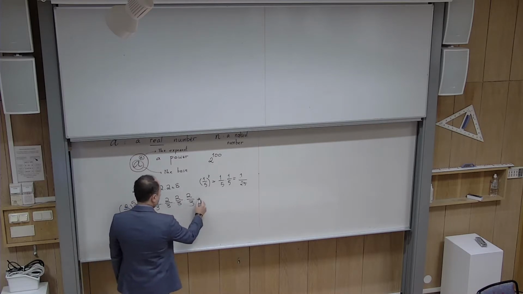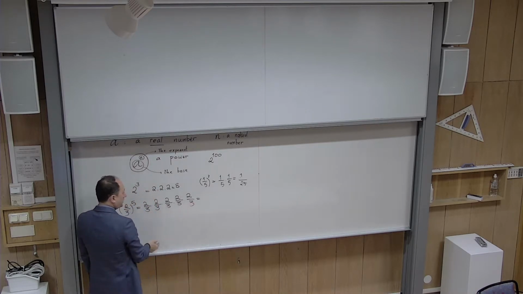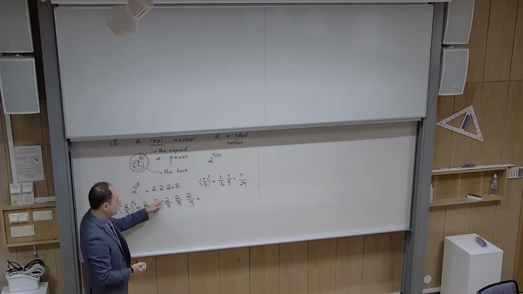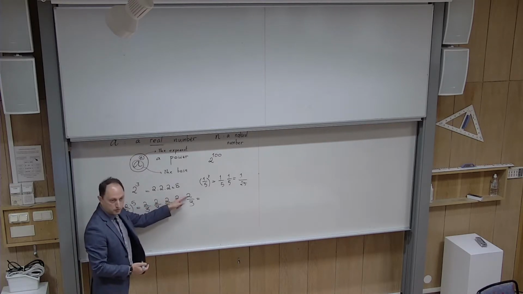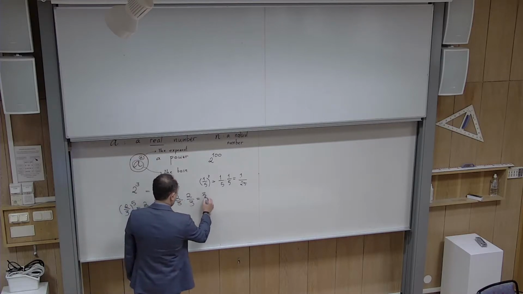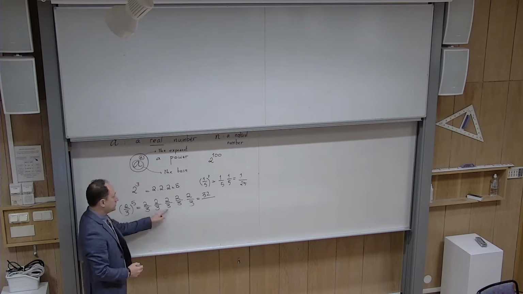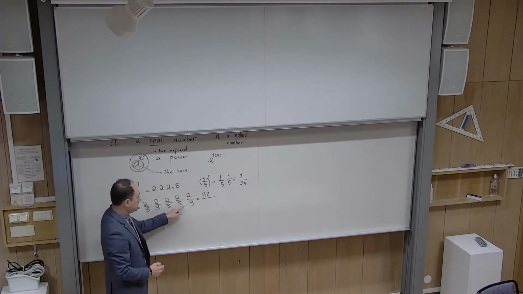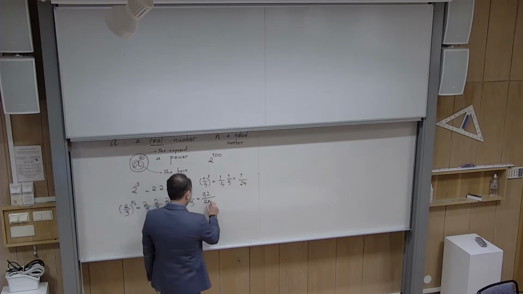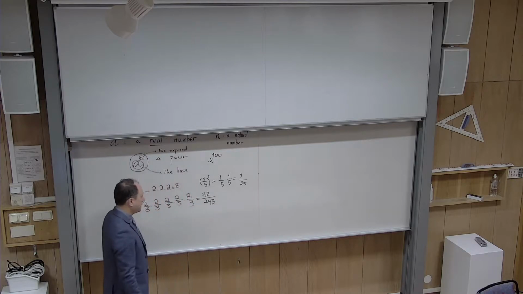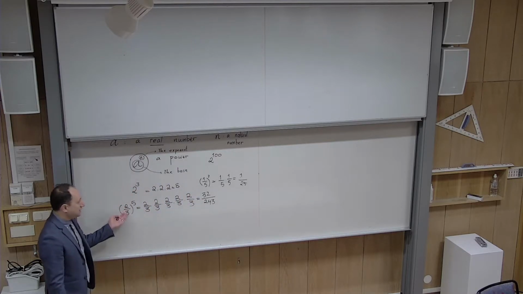And then we know the rule. If I want to multiply fractions, I have to be patient and multiply the numerators. 2 times 2, 4, times 2, 8, times 2, 16, times 2, 32. It becomes 32. And then you do the same thing here. 3 times 3, 9. 9 times 3, 27, times 3, 81, times 3, 243. Yes? That's the number.